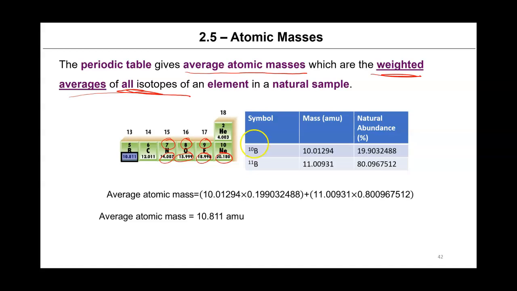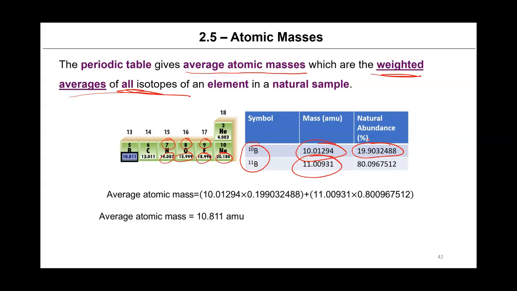So for example, natural samples of boron are known to be made up of two isotopes, one with mass number 10, the other with mass number 11. The isotope with mass number 10 has a mass of around 10 AMU, and that with mass number 11 has a mass of around 11 AMU.